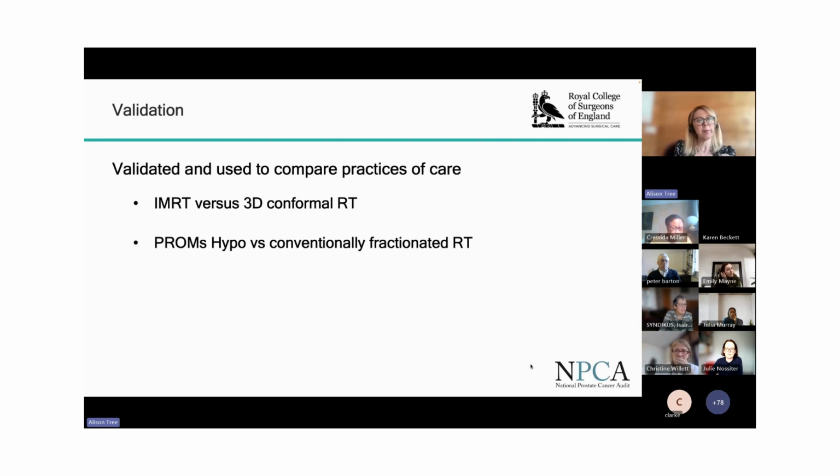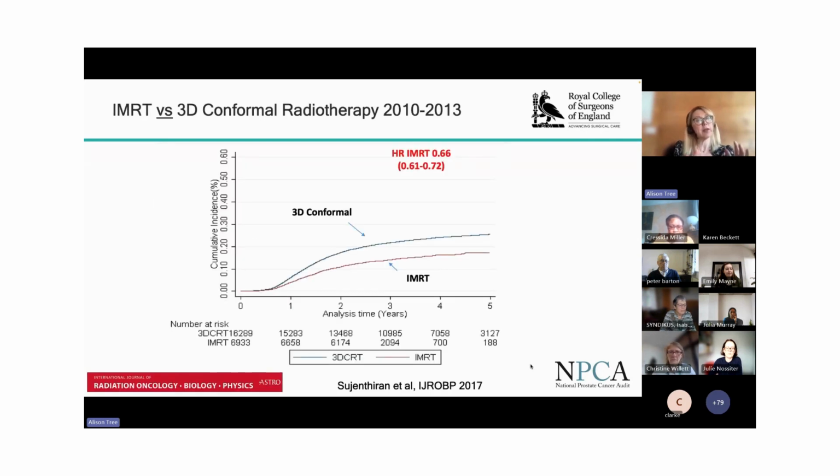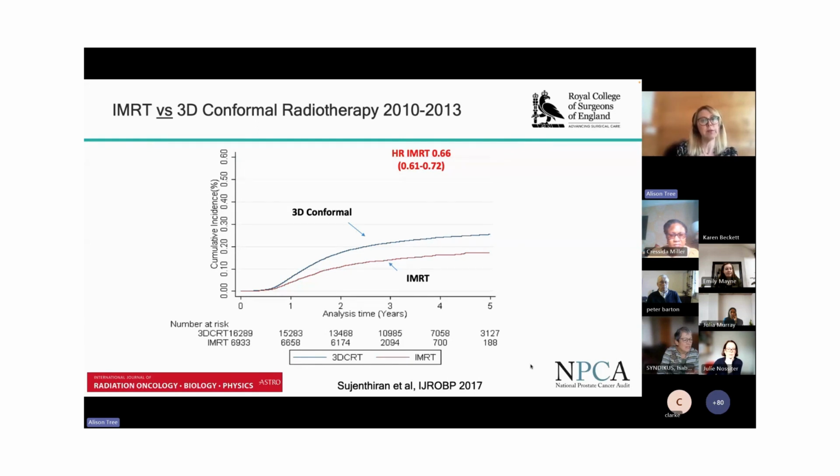I'm just going to briefly highlight a couple of examples of how this has been used to validate the indicators that we get. Firstly, this data here comes from comparing the outcomes of men having IMRT, which is now, of course, standard of care, versus those still getting 3D conformal radiotherapy. And this obviously was done 10 to 14 years ago now. And what you can see from this graph, as we would have expected, is that from the data coming into the audit, we can show that those getting 3D conformal radiotherapy have a higher incidence of significant bowel side effects, and the IMRT appears to reduce this risk. So this backs up data we have from other sources and provides validation that what we are picking up in the NPCA is a real signal.